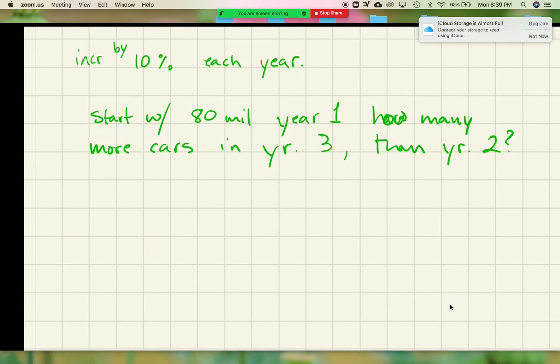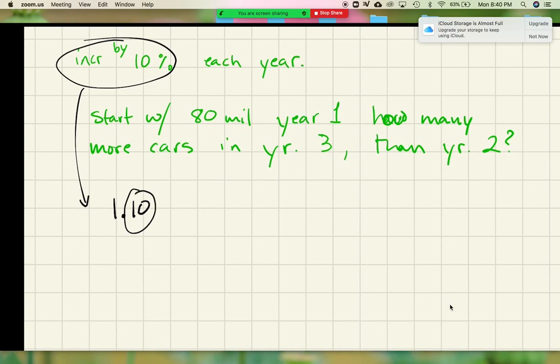So it says increased by 10%. Whenever it's increased by 10%, I'm going to say that's going to be 1.10, where you put a 1 in front of the decimal. Because it's 10% more of what you had before. You can think of the 1 as what you had before. If you multiply anything by 1, it stays the same. But if you want more, then you have to have a little bit more than 1.